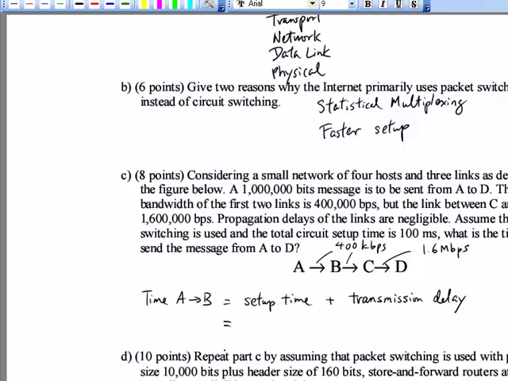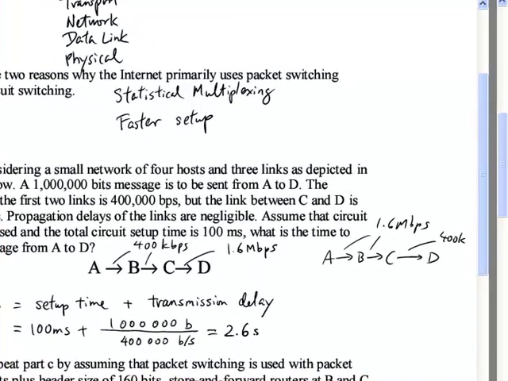Okay, so we plug in the numbers here. First one is 100 milliseconds. The second one, the transmission delay, the formula of that is the size of the message divided by the bandwidth. Size of the message is 1 megabit, and then the overall bandwidth is 400 kilobits per second. And you add them up, it is equal to 2.6 seconds.